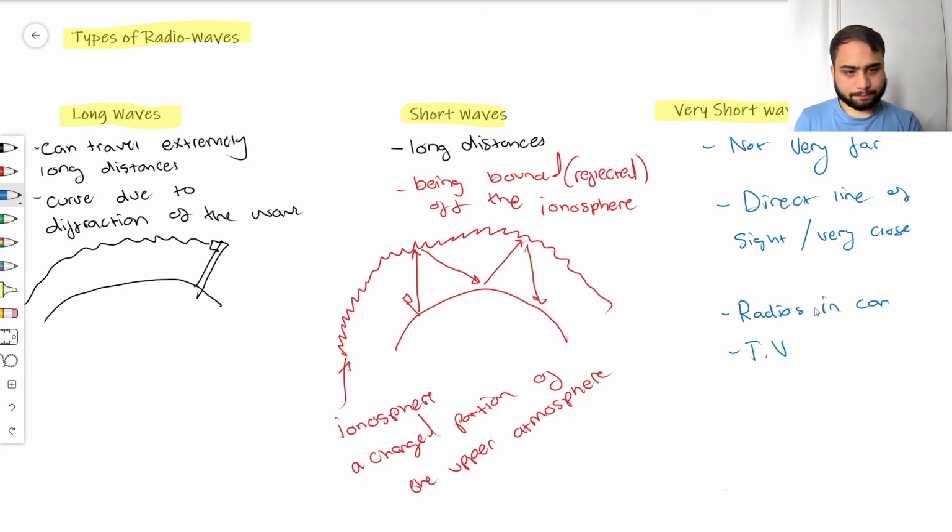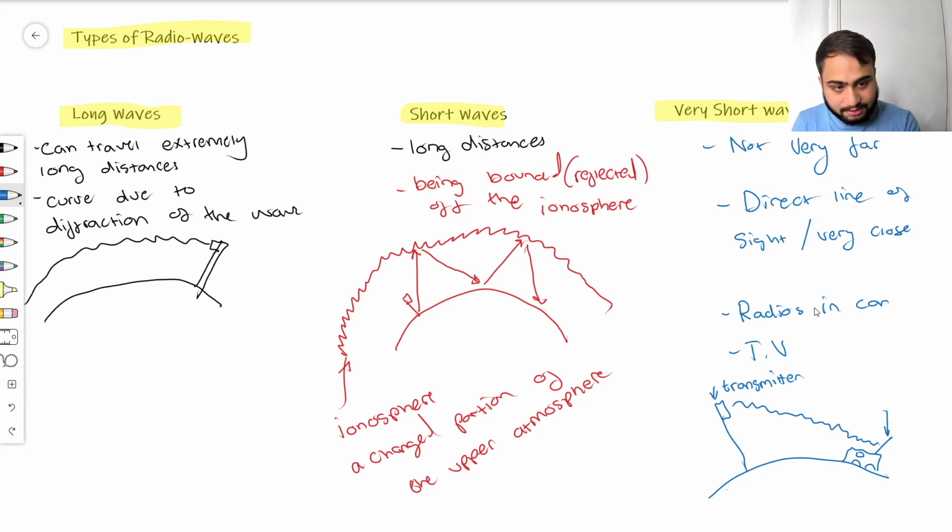If I have my transmitter there and I have, say, my car here, and I have the little thing at the back, that's our receiver. The transmitter needs to be able to see the receiver for you to receive very short wave communication. Now you understand the three different types of radio waves you need to understand for your GCSE.